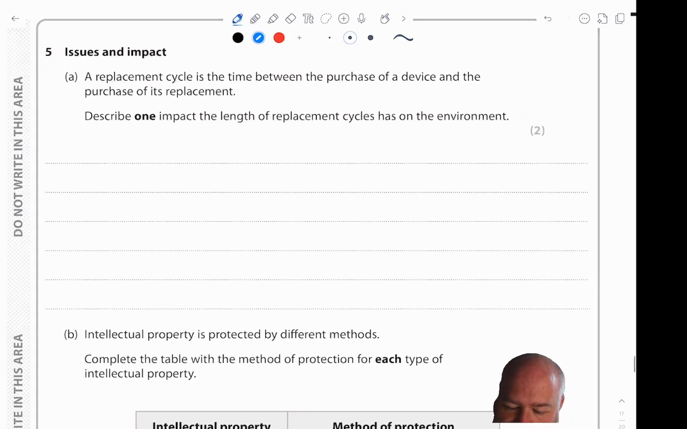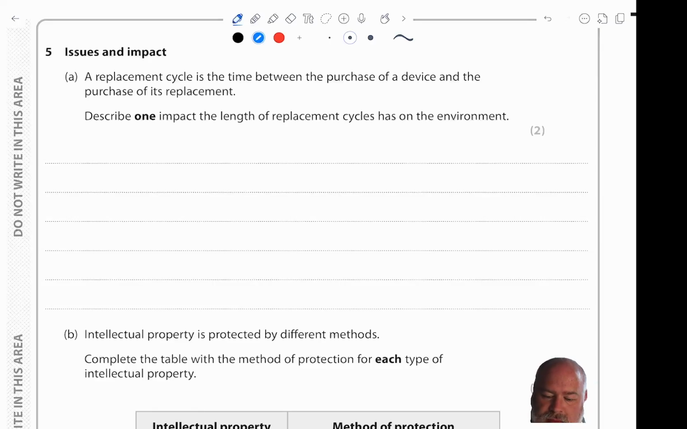A replacement cycle is the time between the purchase of a device and the purchase of its replacement. Describe one impact of the length of the replacement cycle. Okay, so think of your new Apple iPhone 17s or 18s or whatever it is by now. If they're keeping the shareholders happy, they release one every year. Do you really need one every year? No, you don't. What's the impact?